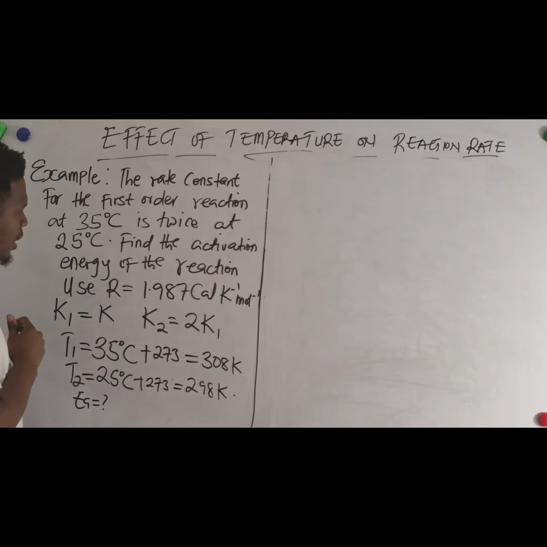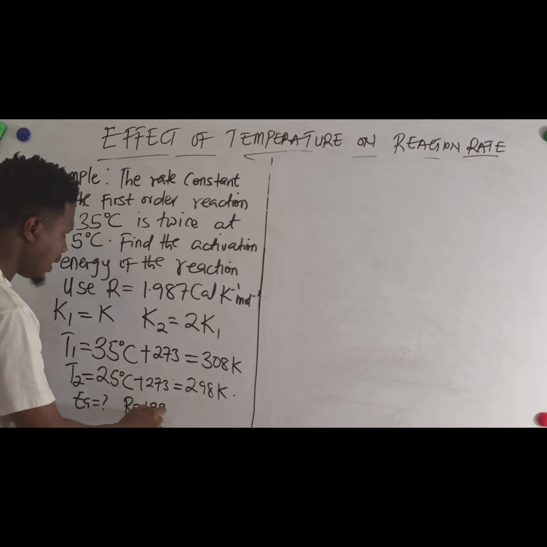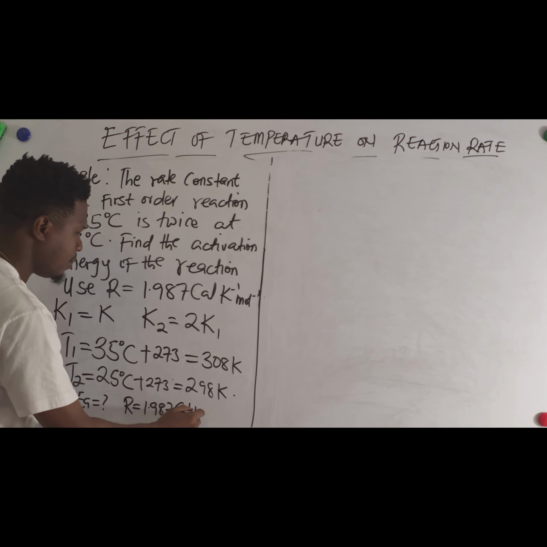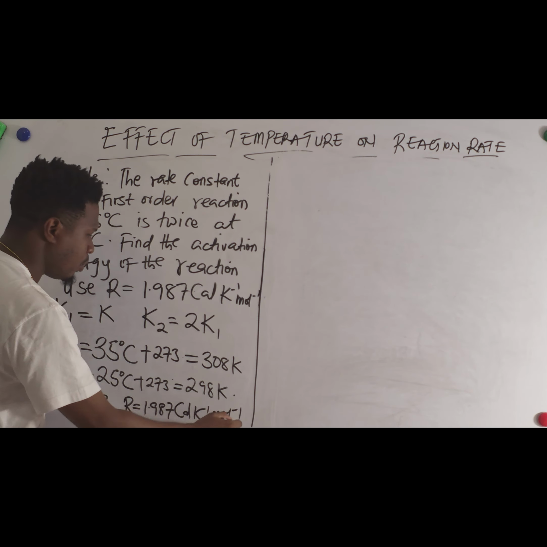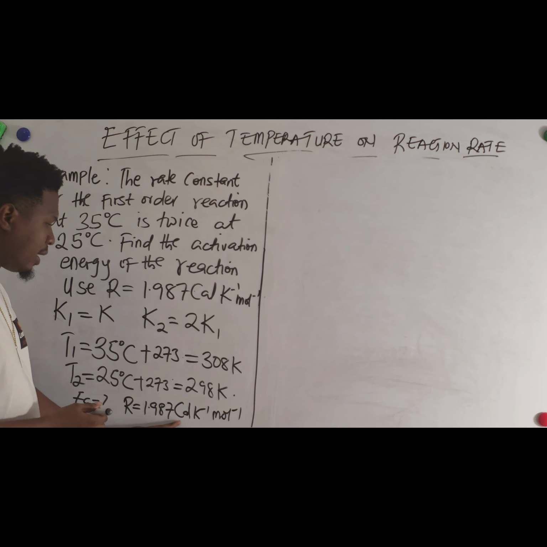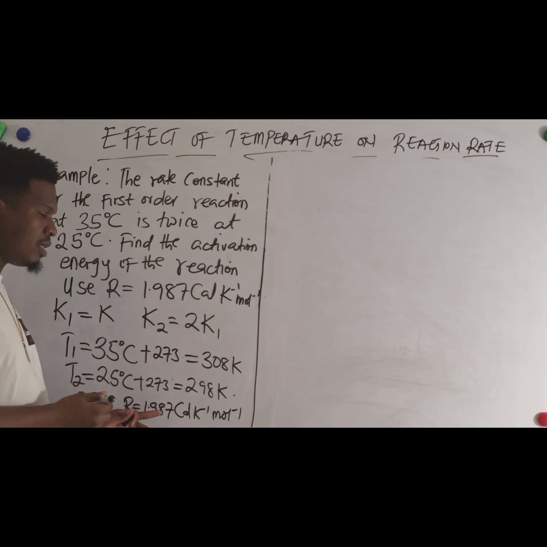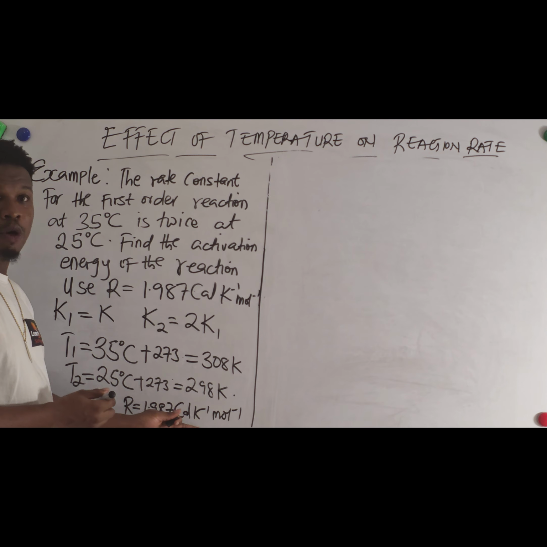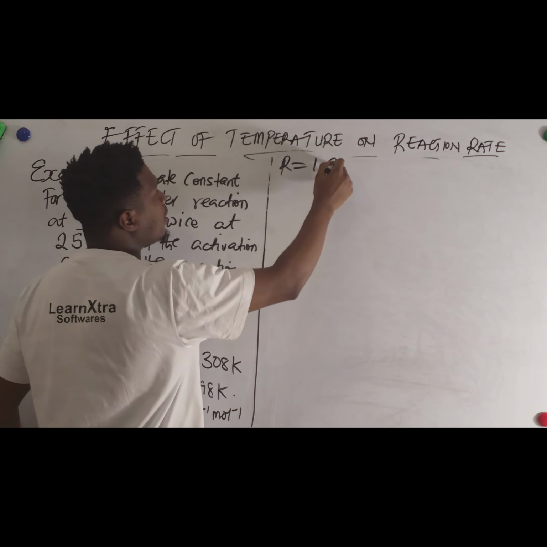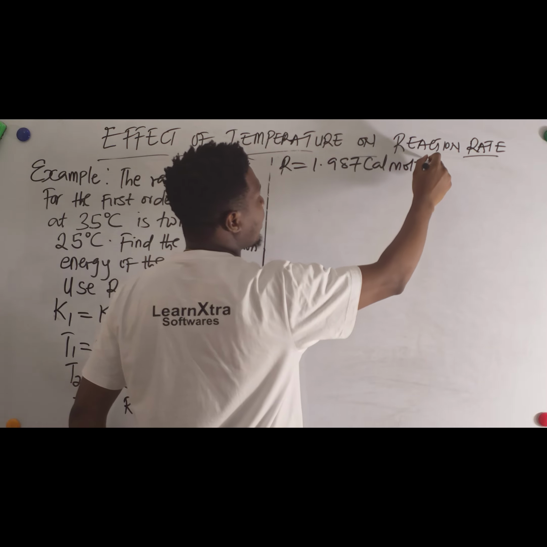So what else was given to you? They say we should take R as 1.987 calorie per Kelvin per mole. So take note, the R is given in calorie. If the R is in calorie, it means that the activation energy will also be in calorie. If the R is in joules per mole per Kelvin, remember this thing you are seeing here, this R we are seeing here as 1.987 calorie per mole per Kelvin.